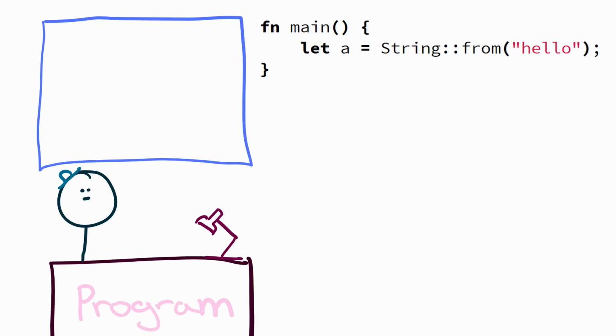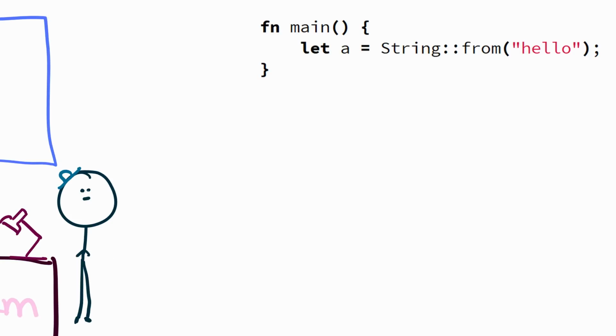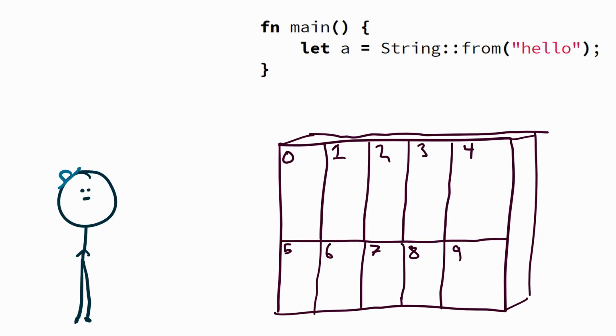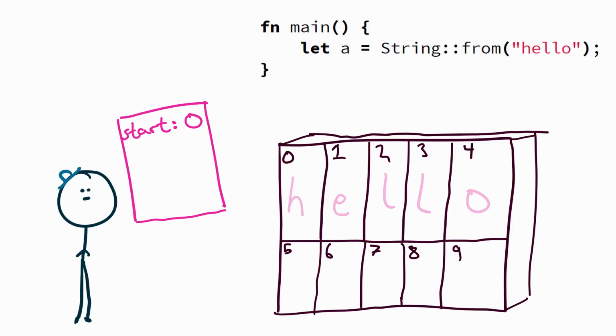So I've slightly changed the code to assign a string to the variable A. The stack frame is still created, but when we reach the string, we don't just write down the string in our stack. Instead, we ask this locker room to give us enough lockers to store this string. The locker room, seeing that hello has 5 characters and requires 5 lockers, gives us back this locker key.